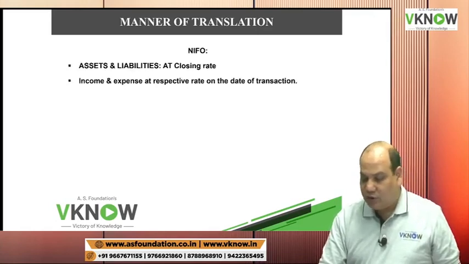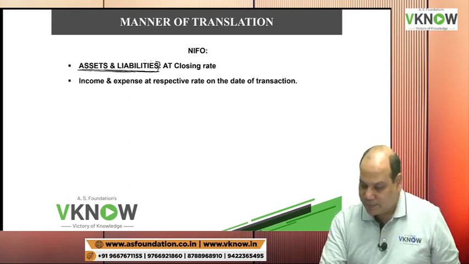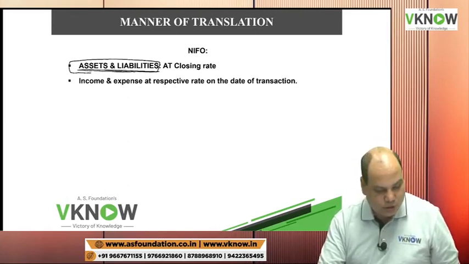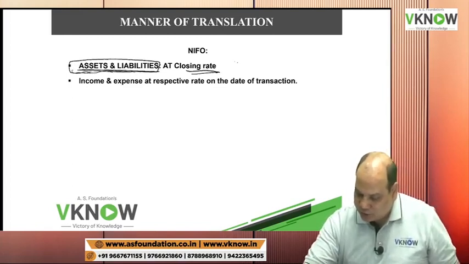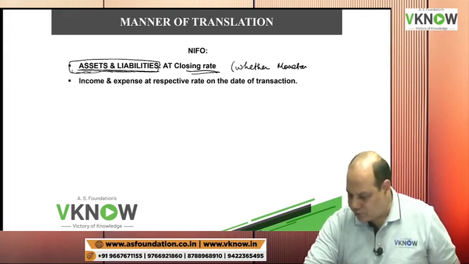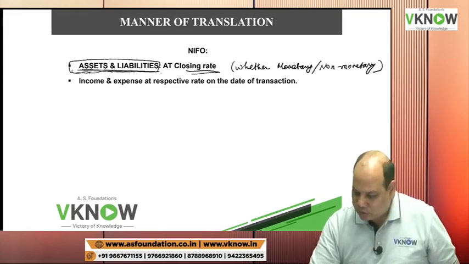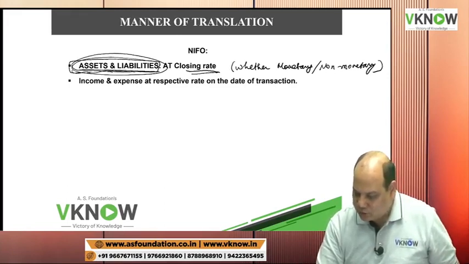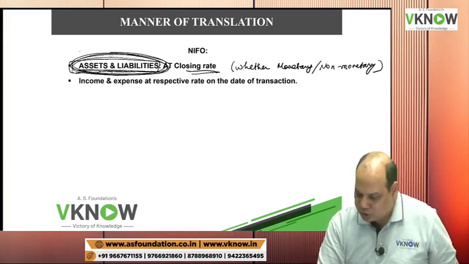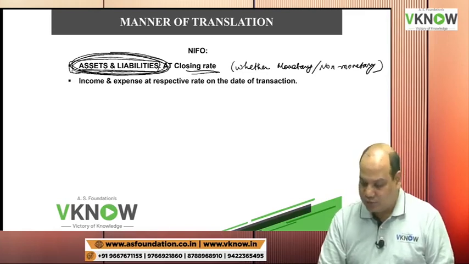Now non-integral, good news. All assets and liabilities at closing rate, whether monetary or non-monetary. Pay attention, I am going to take a question on this soon. So one good thing is here, whether it is a monetary asset, non-monetary asset, monetary liability, or non-monetary liability, all of them will be translated using the closing rate.